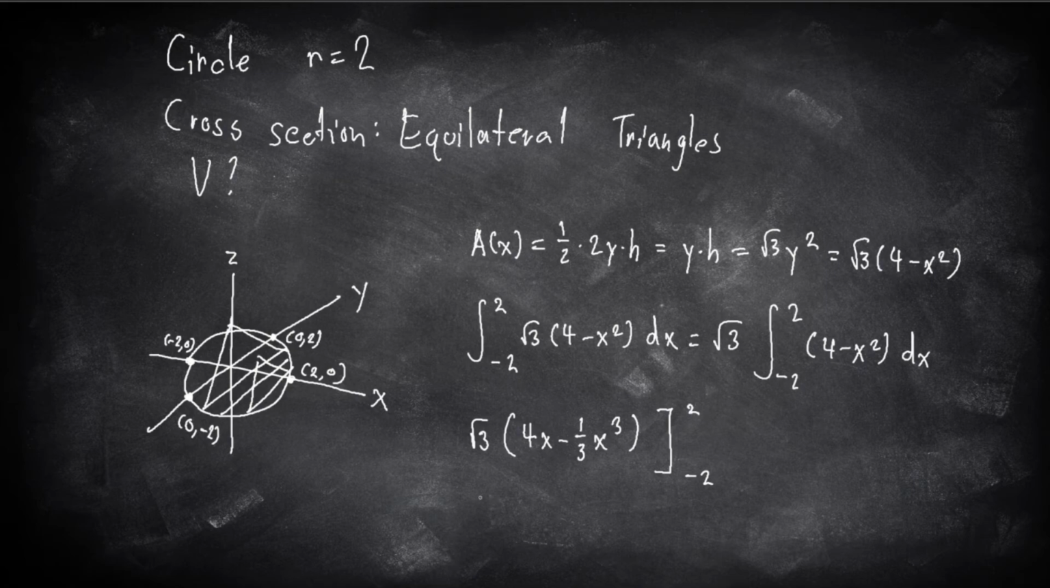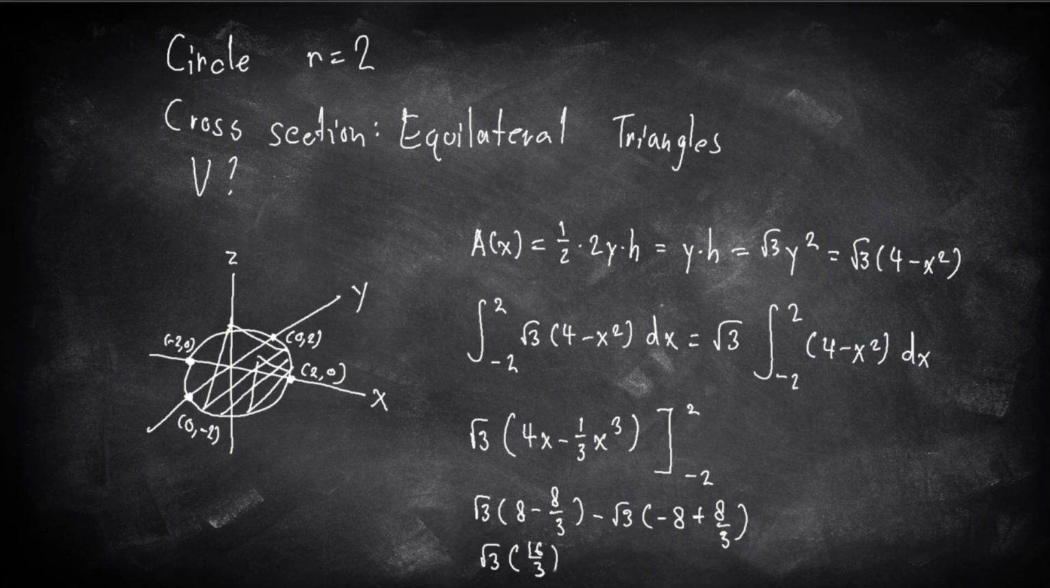Now let's plug 2 in. 4 times 2 is 8. 2 to the power 3 is 8, divided by 3. Minus, plug in -2. 4 times -2 is -8, minus 1/3 times -2 to the power of 3, which is -8. -8 times -1/3 is positive 8 over 3. So overall, we have square root 3 times 8 minus 8 over 3, that's 24 over 3 minus 8 over 3, so that's 16 over 3.